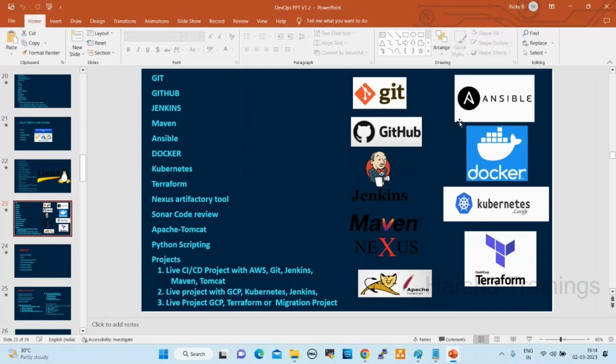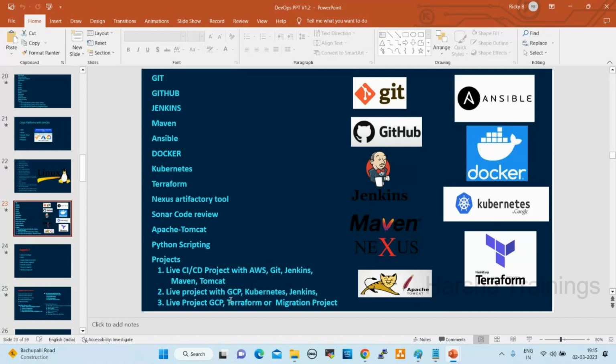Along with these tools, we are going to work on three live projects, right? A CI/CD project with AWS, Git, Jenkins, Maven, Tomcat, a live project with GCP, Kubernetes, Jenkins, and a live project with GCP, Terraform, or a migration project. These three are live projects we are going to work on. Along with this, small projects will be covered while working on Jenkins, like the Jenkins master slave model.